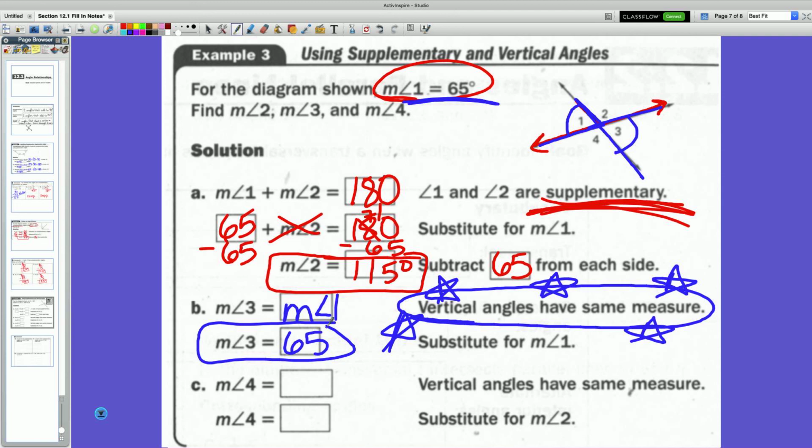Right? Then we can do the same thing looking at 2 and 4. Right? So measure of angle 4 is equal to measure of angle 2. And we just found that 2 is 115. So that's the measure of angle 4. All right, vertical angles have the same measure. Those are super important.